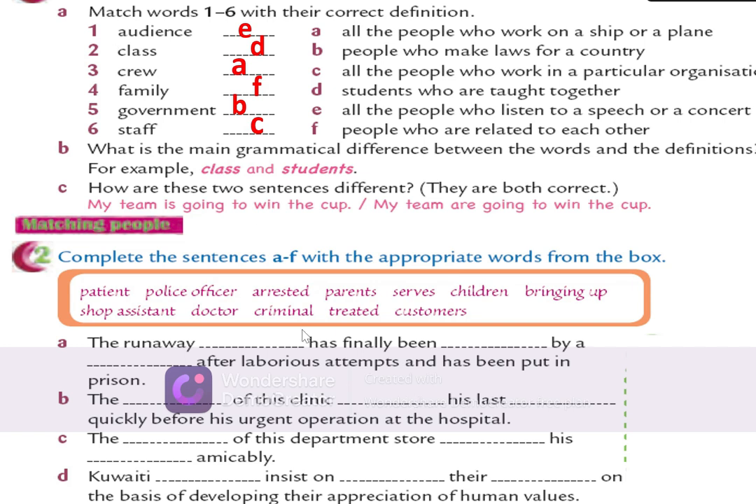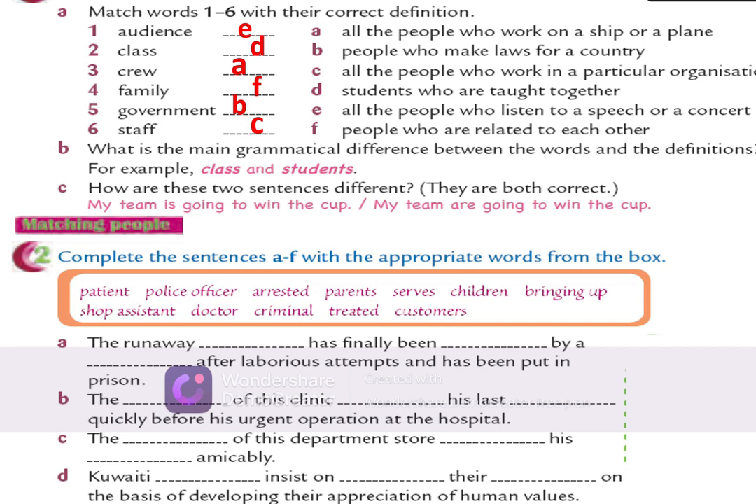Question number 2, matching people. We have different vacancies here, or different jobs, according to what we have been given in the square. So we have patient, police officer, arrested, parents, serves, children, bringing up, shop assistant, doctor, criminal, treated, customs. We need to match these words and professions according to their context in the sentences.